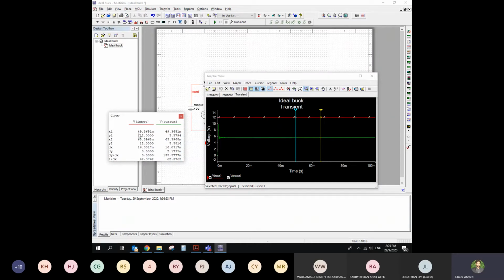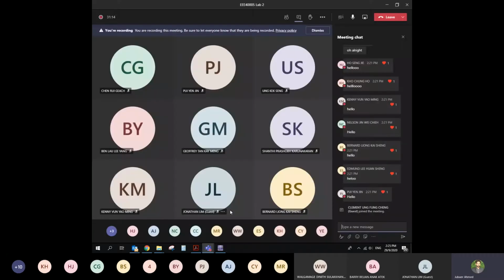Cursor 1 will show you X1 and X2, and Y1 and Y2. If you check the V output here, it's 5.57 and 5.58 volt. As I told you, this is a 50% duty cycle, so ideally we are expecting 6 volt on the output side, but unfortunately the output voltage is 5.57. Can anyone tell why we are not getting exactly 6 volt? Any idea from anyone?